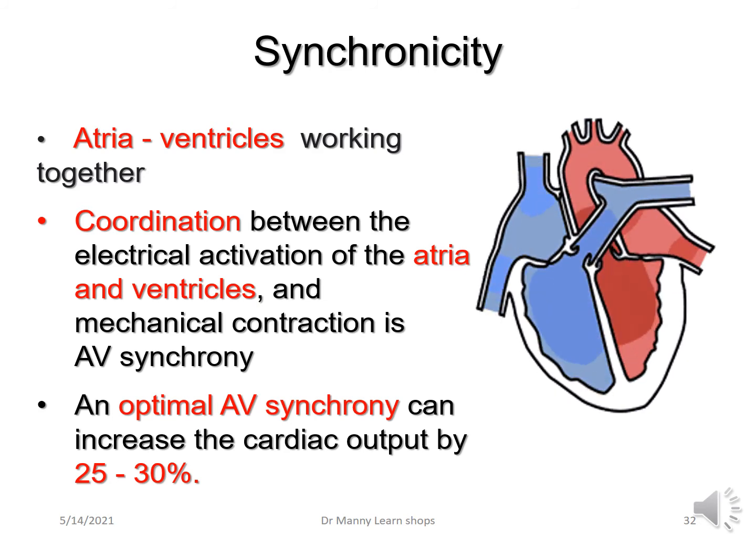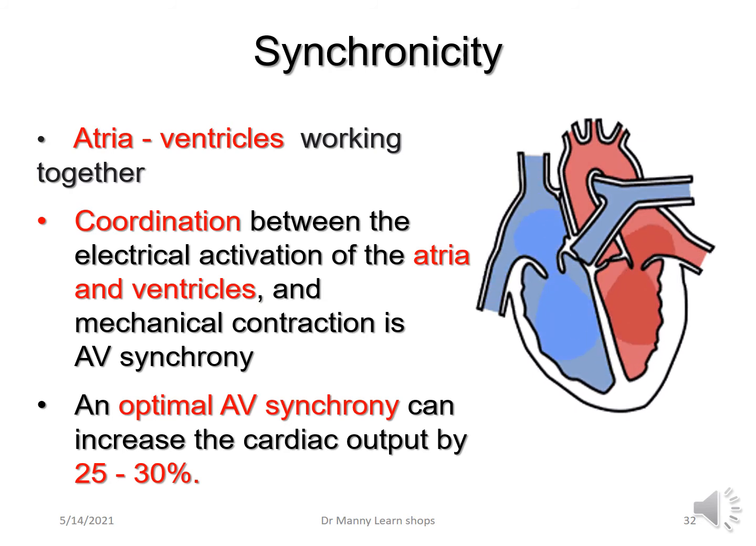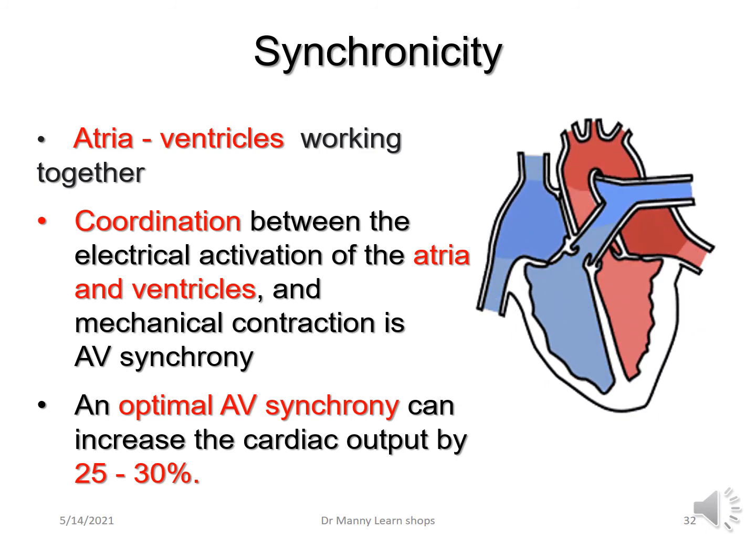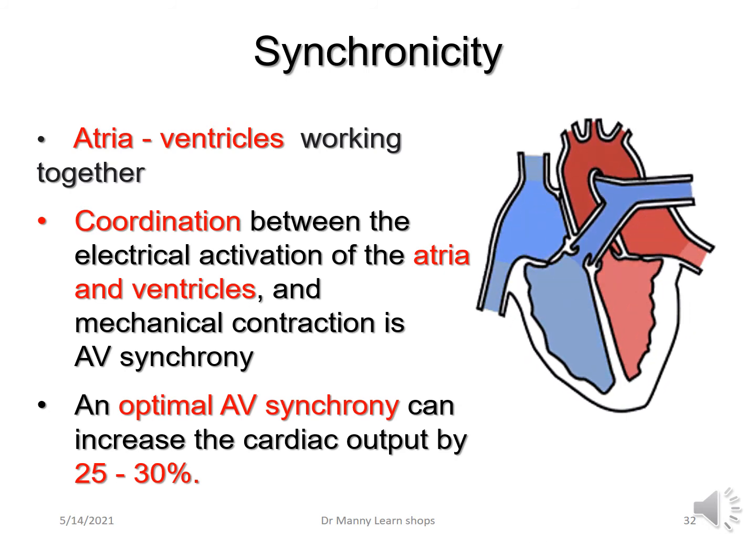An optimal AV synchrony can increase the cardiac output by about 25 to 30%. If you don't have your atrial kick, atrial contraction, atrial systole, as happens in atrial fibrillation, you can lose 25 to 30% of your cardiac output.